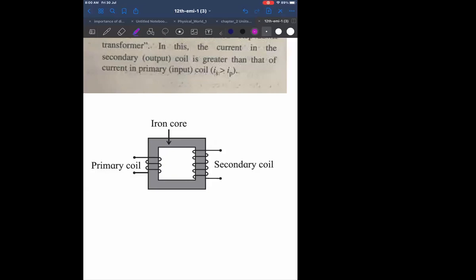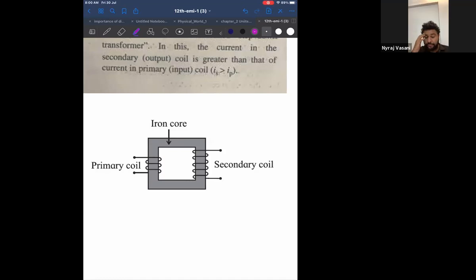So what happens if the turns are equal? Then there is no need of a transformer. If turns are equal, can I say NS and NP are the same? Then can I say NS by NP is same? I'll tell you what happens if turns are equal.